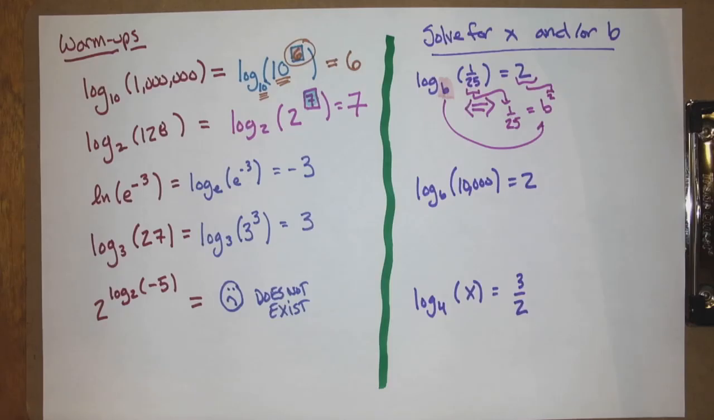Asking for which b does log base b of 1 over 25 equal 2 is the same as asking 1 over 25 equals b to the power 2. What's b? Written in this way, this looks like a question we can answer. What would we do? How would we get to the root of this problem?